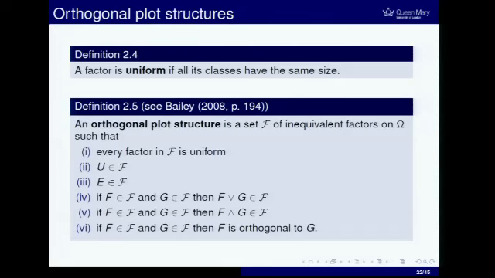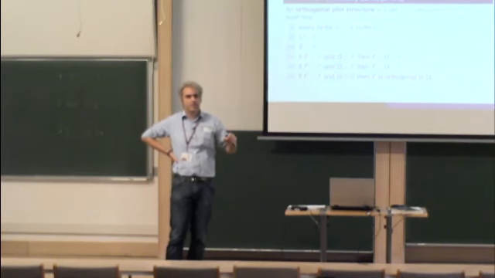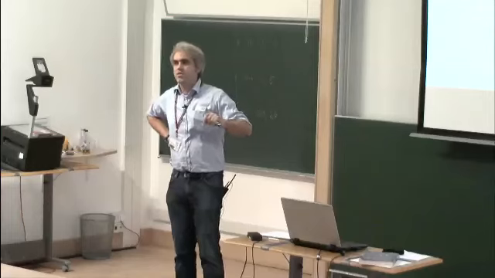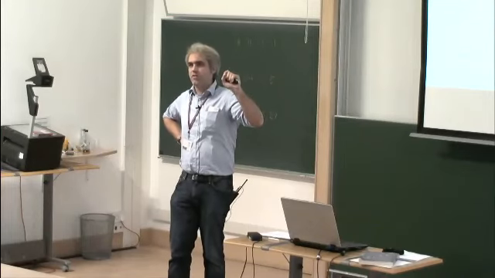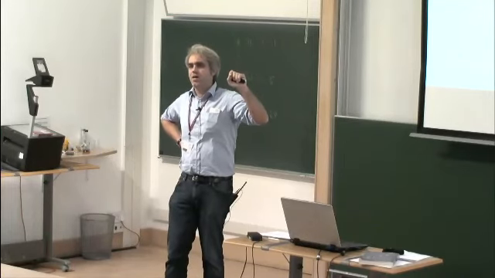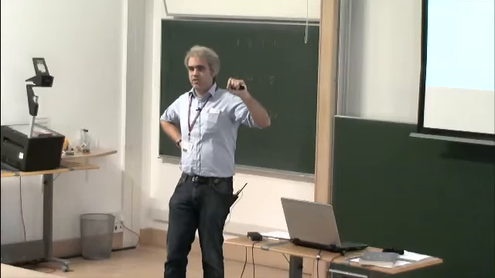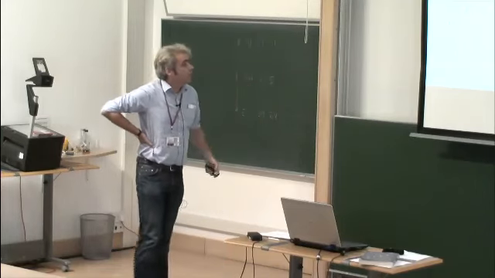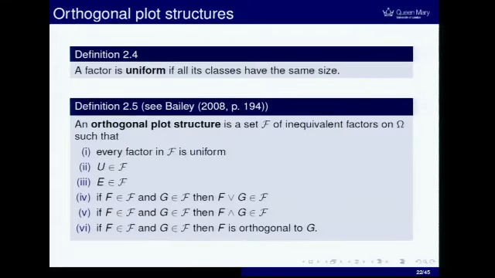We also require that if we look at a particular factor in curly F, and we look at all its classes, then all those classes are of the same size. So that means, in other words, for each level of a plot factor, there is the same number of observational units which have that level. We also require that whenever f and g are in curly F, their infimum and their supremum is too, and we require that any two factors in that set are orthogonal in the sense of Rosenby's definition.